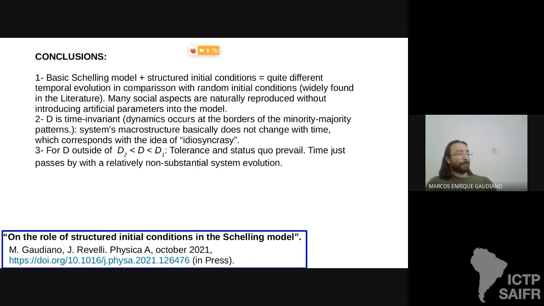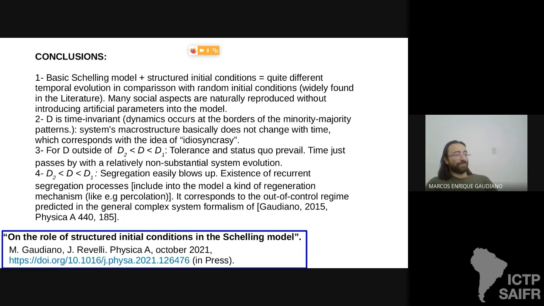When D lies inside of D2, D1, segregation easily blows up. Moreover, in the paper we describe how these recurrent segregation processes are more likely to occur there. However, one should include into the model some regeneration mechanism, perhaps percolation. In addition, D2, D1 is the most segregationist regime and basically coincides with one I pointed out in my 2015 article in a far more general context.